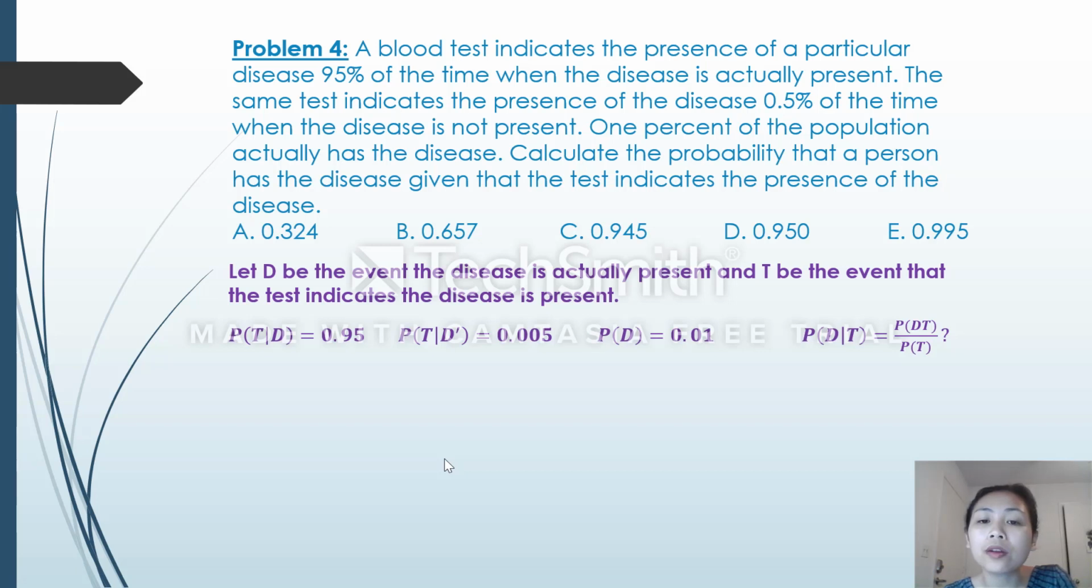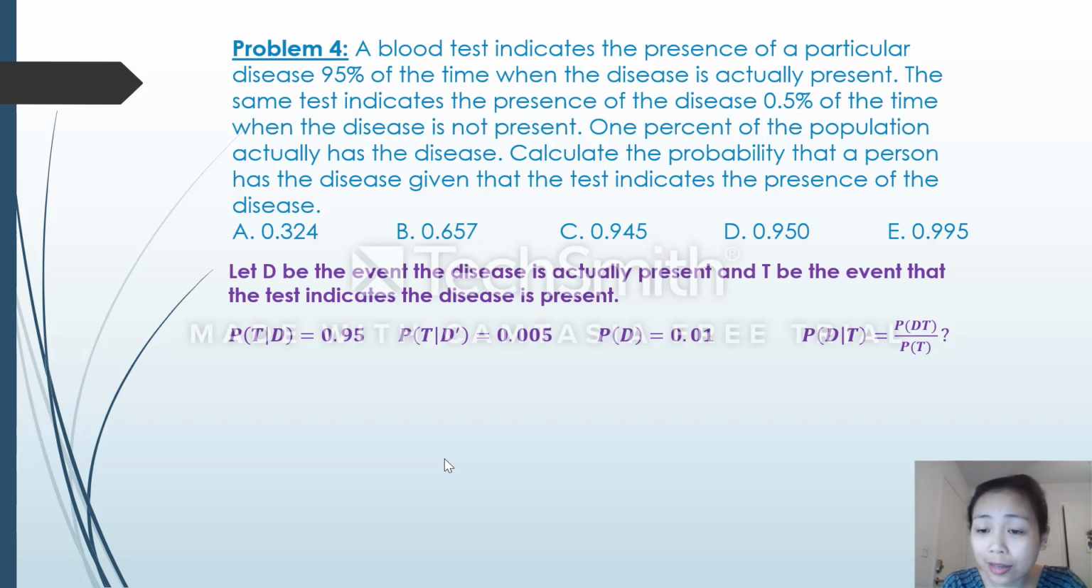And we are given one more piece of information: 1% of the population actually has the disease. So that means the probability of D is 0.01. They are talking about reality, because you see the word "actually", which means reality. So calculate the probability that a person has the disease given that the test indicates the presence of the disease. That means the probability of D given T. So it's like calculating the probability that in reality the person really has the disease, given that the test shows that the person has the disease.